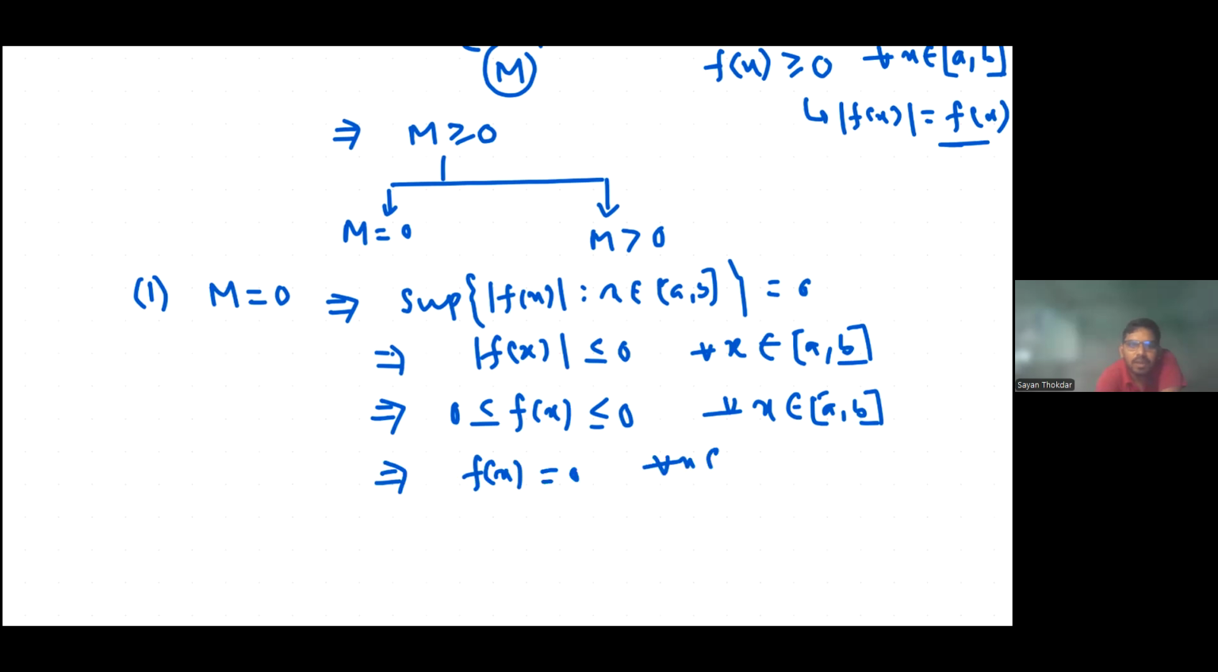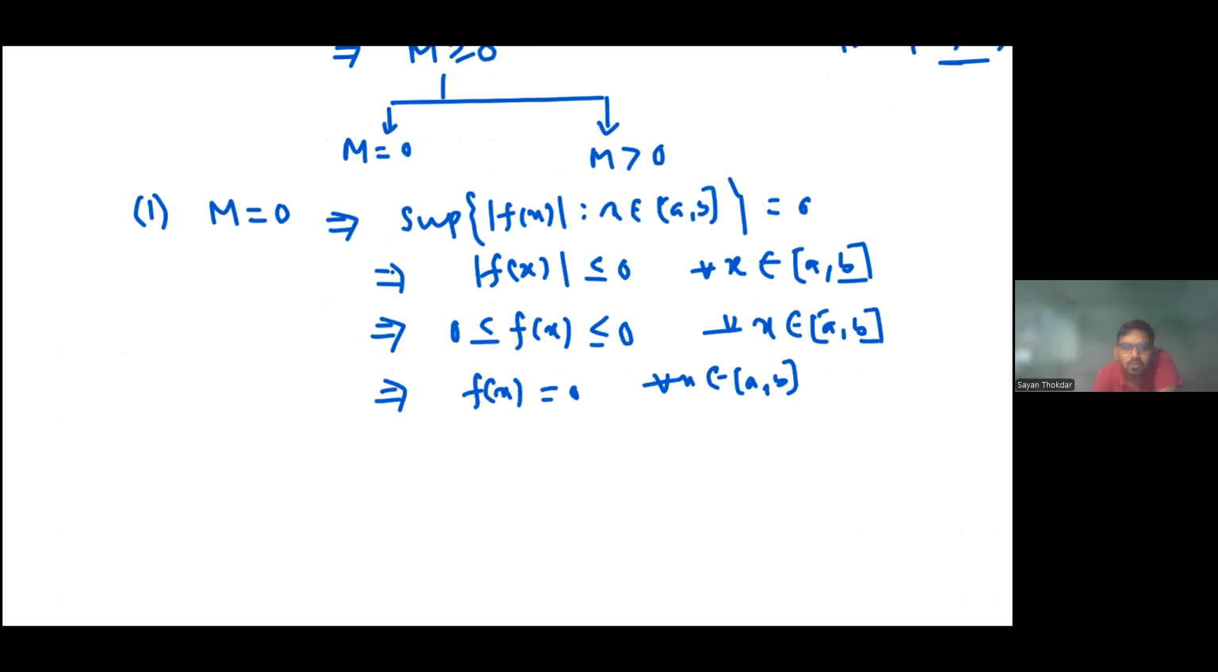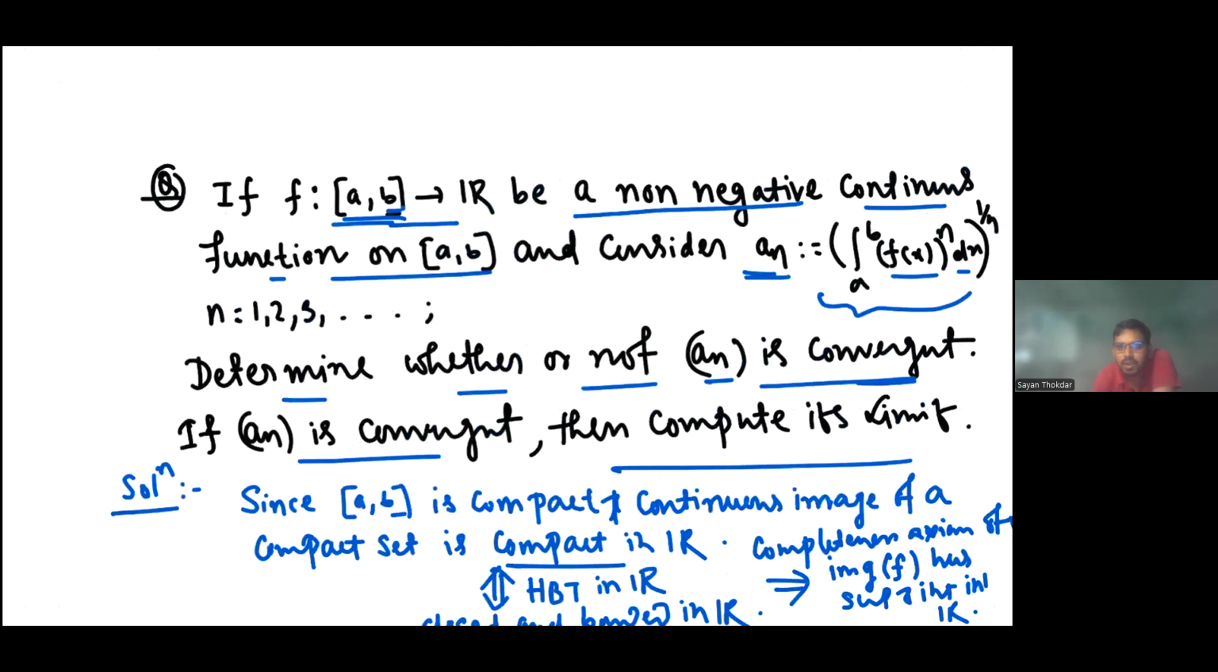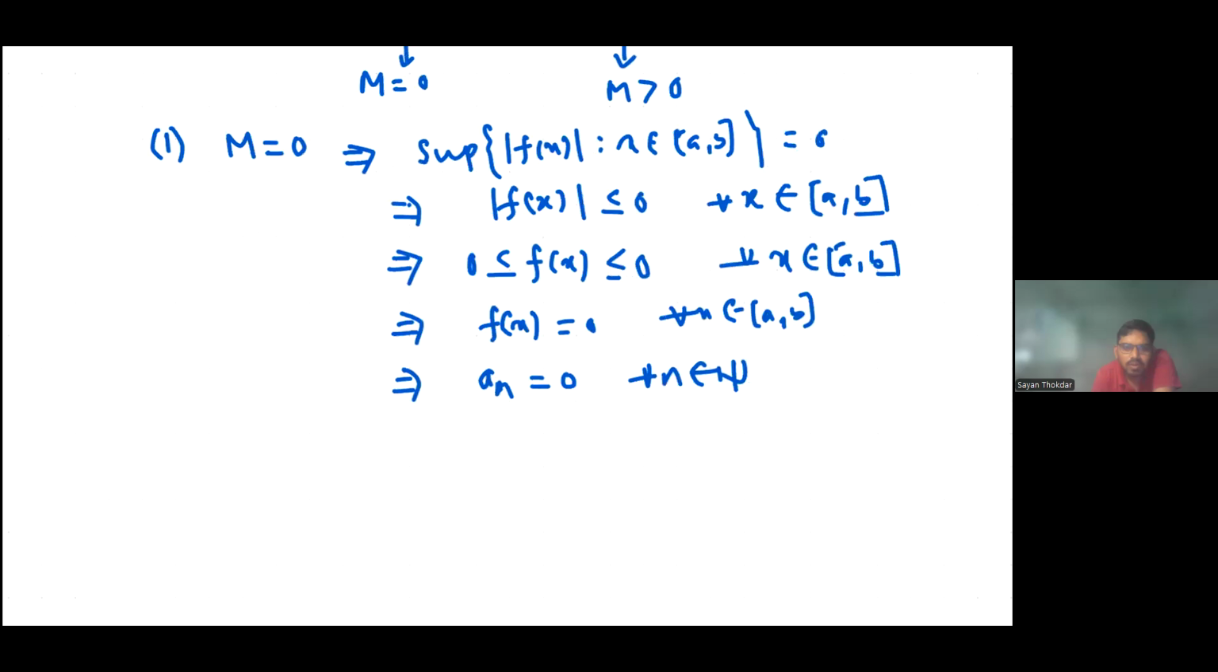So now, since f of x is 0, the sequence I_n in this case is identically 0, right? Each term of the sequence is 0 for each n belonging to the natural numbers. If you know the construction of the sequence, then it is clear. I_n is nothing but the integral from a to b of f of x. Since f of x is 0 here, each term of the sequence is 0. Now I_n is 0, so I_n converges to 0 as n tends to infinity.